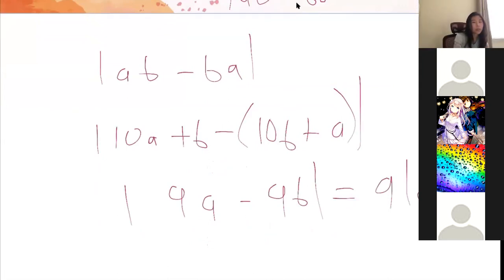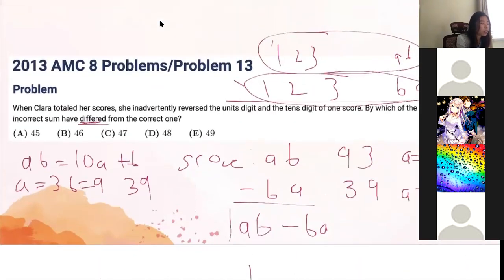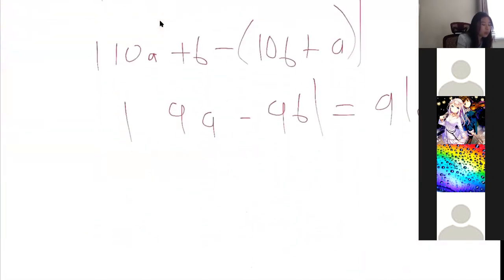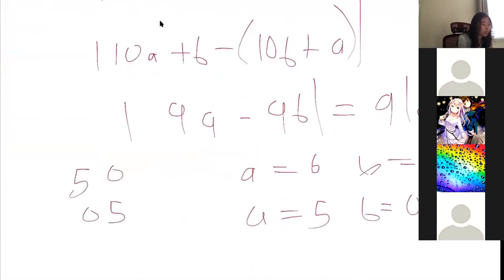All right, so it has to be a multiple of 9 because we have a 9 here. The only multiple of 9 among the choices is 45. So the answer is 45. And 45 can happen when A is 6 and B is 1, or when A is 5 and B is 0. Right, then you have 50 and 05, or you have 61 and 16, and so on. Right. So do you have any questions about that?